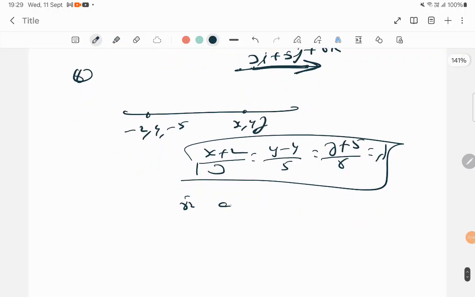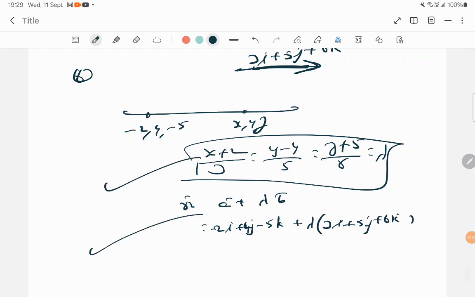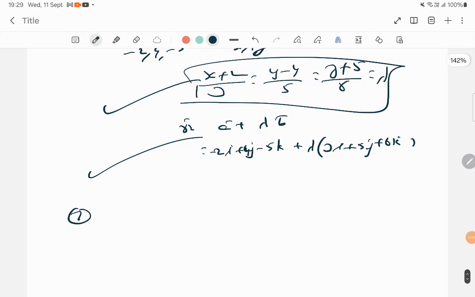And r vector is equal to a vector plus lambda times direction vector, which is minus 2i plus 4j minus 5k plus lambda times b vector, the direction, which is 3i plus 5j plus 6k. So this is the vector format. So let's go to seventh question.